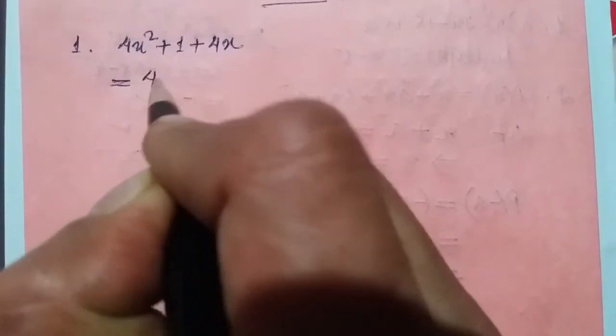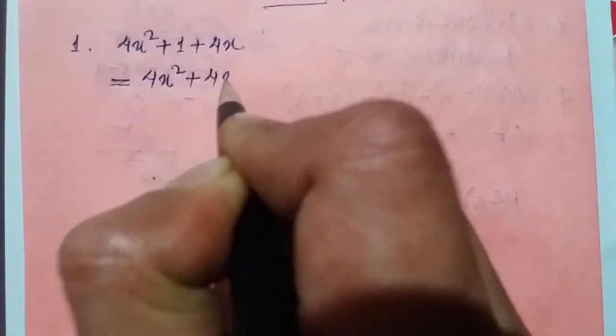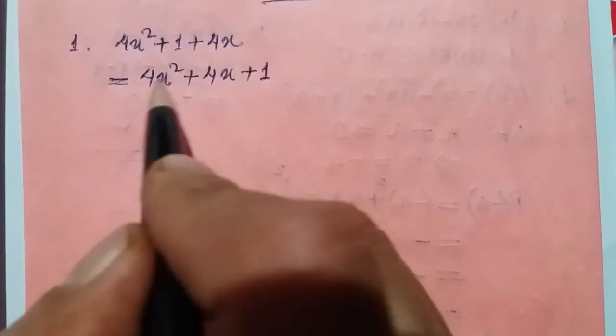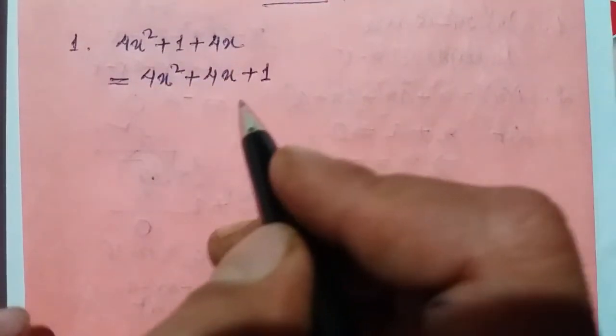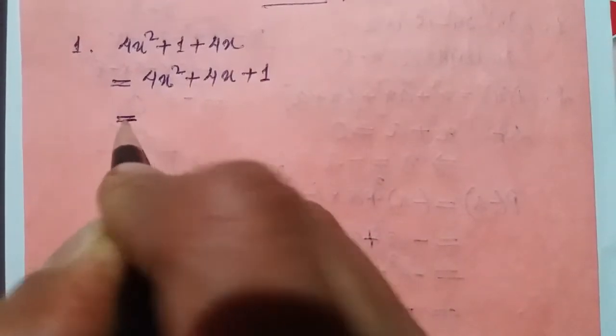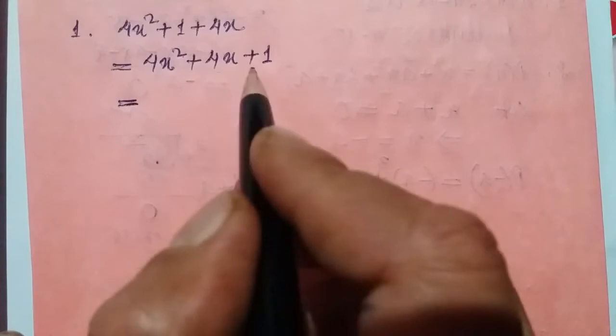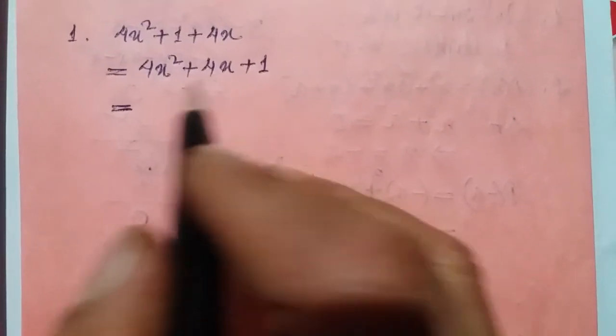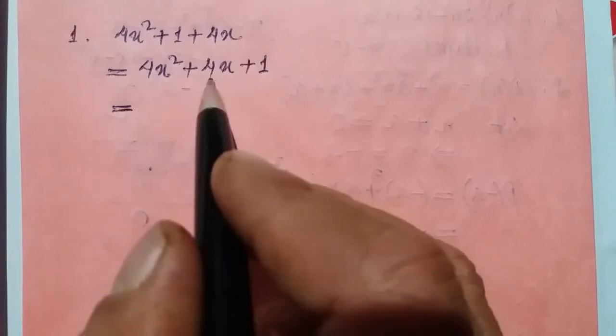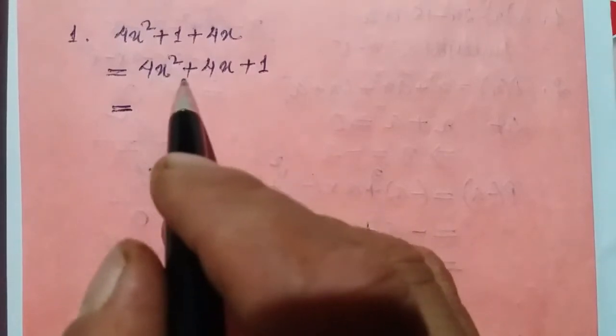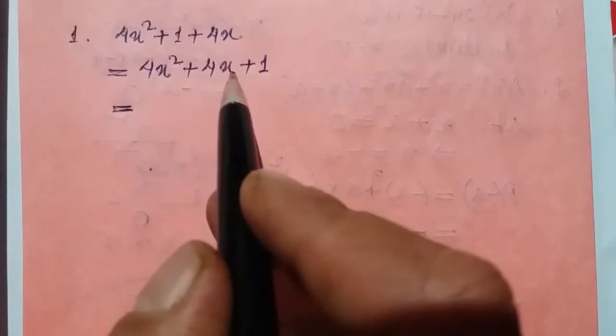Now let's see the first question. On factorizing 4x squared plus 1 plus 4x, we get. So let's factorize this. Let's write it in standard form here, 4x squared plus 4x plus 1. Now we can factorize it very easily using identities. You can use the splitting the middle term method. I'm sure by now you all know how to factorize using splitting the middle term.